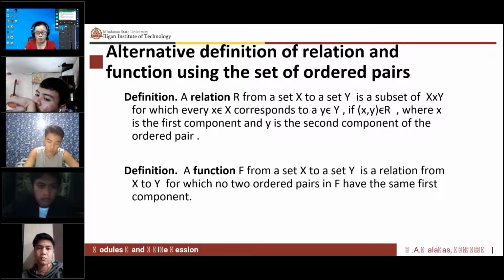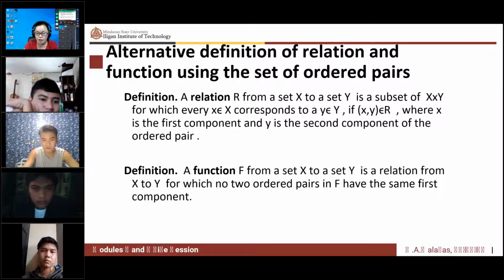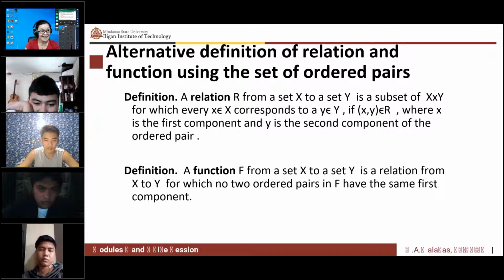So a relation R from a set X to a set Y is a subset of the Cartesian product of X and Y, for which every x in X corresponds to a y in Y if (x, y) is in the set R, where x is the first component and y is the second component of the ordered pair. So it's just a set of ordered pairs.